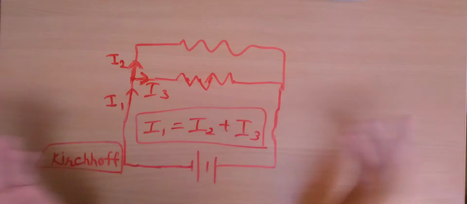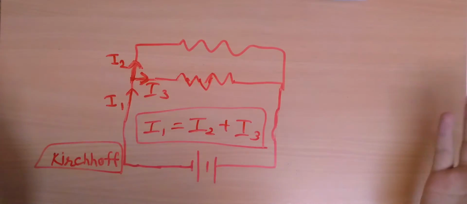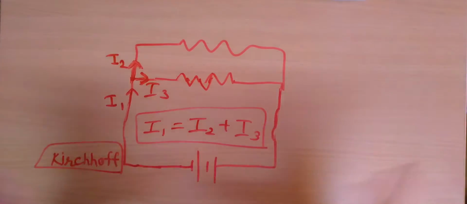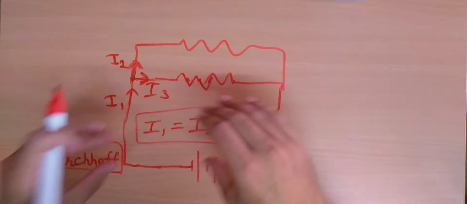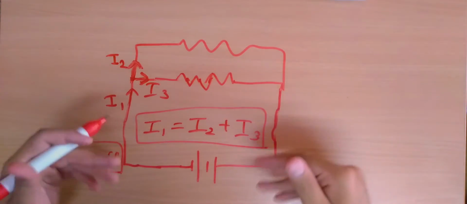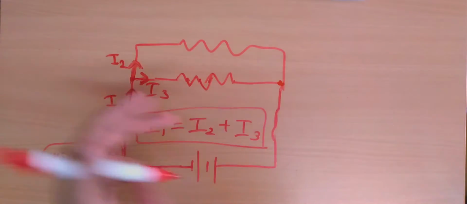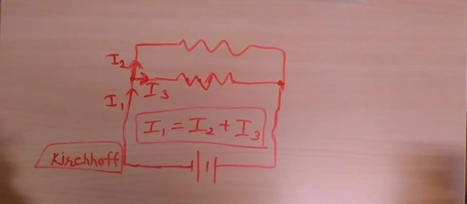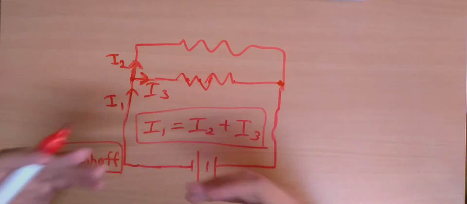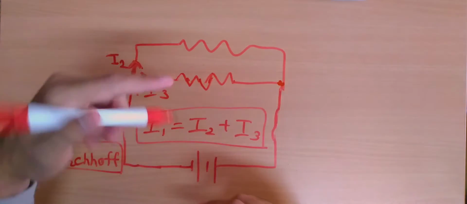For now, that seems a very simple equation which seems to be of no use, but we'll see when you solve questions, you'll see that by making such simple equations, you can make an equation for this junction, you can also make one for this junction, which is essentially the same equation again. But yeah, you can make such equations and solve very complex circuits.